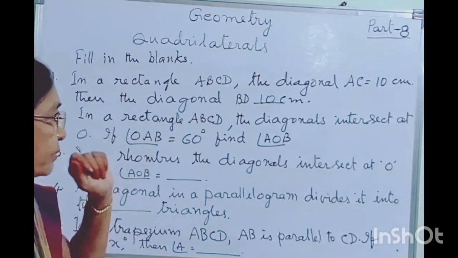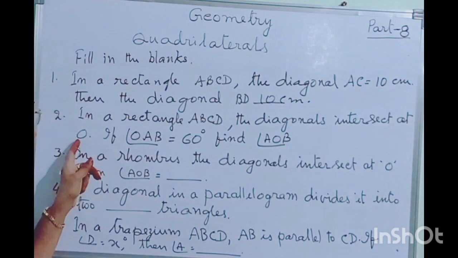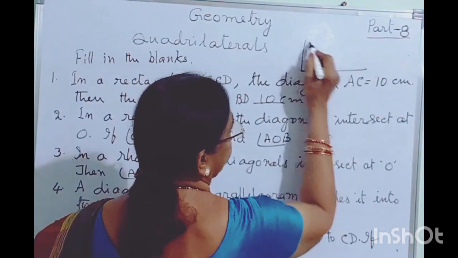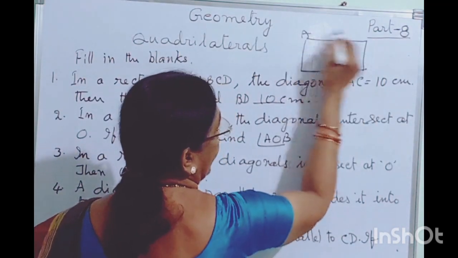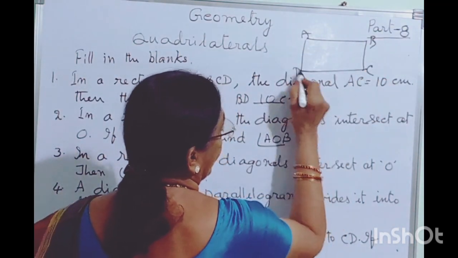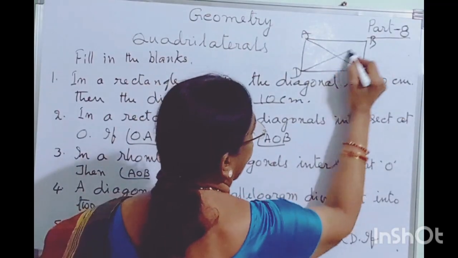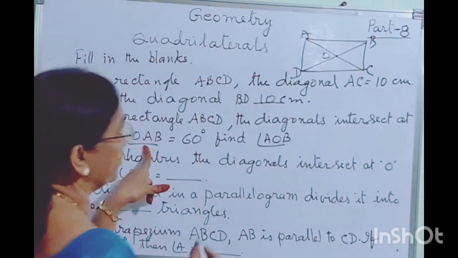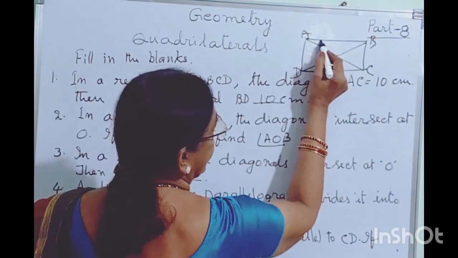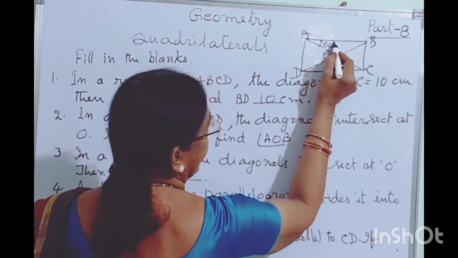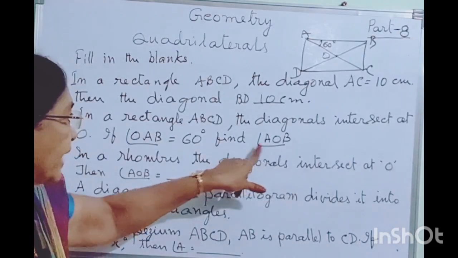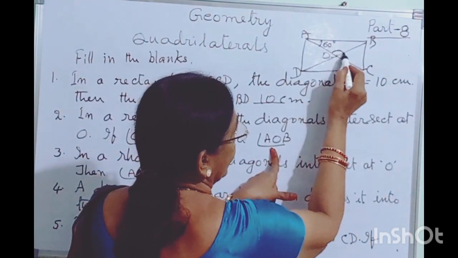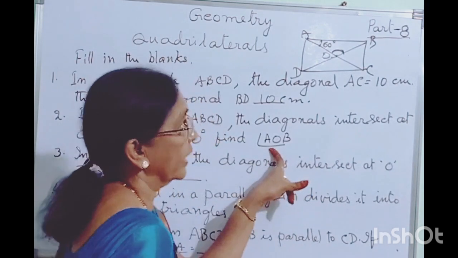In a rectangle ABCD, the diagonals intersect at O. So let this be the rectangle ABCD, the diagonals intersect at O. Then angle OAB, this angle, is 60 degrees. Find angle AOB. This angle. So we have to find out this angle.